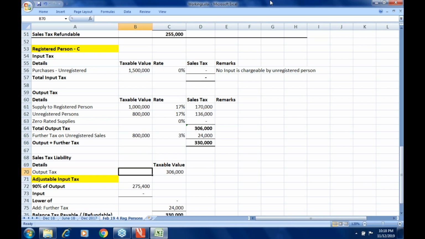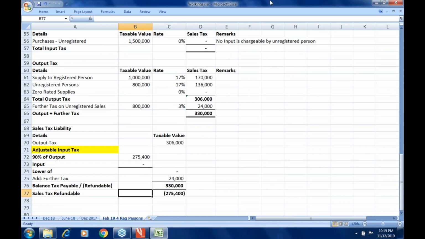Now what happens is the output tax is 306,000. The output tax is 306,000. Do we have any other purchases? No, apparently no. And the input tax is 0. The further tax is added up. So basically 330,000 is the sales tax payable. Is it fine to everyone?